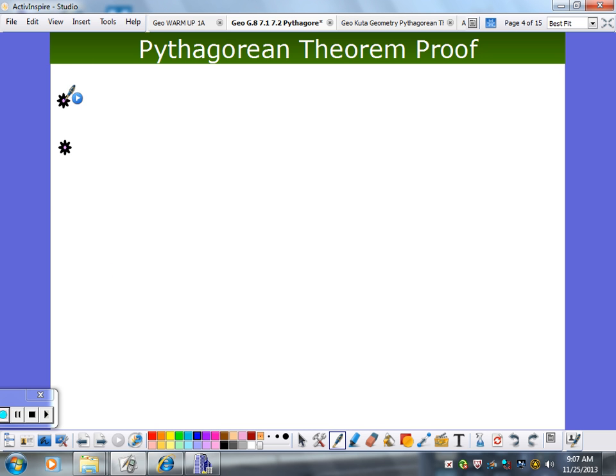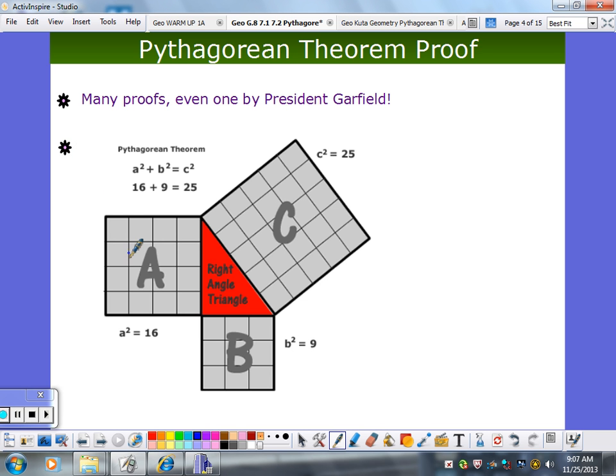Of course, we can't really use anything until we've proven it, and there are lots and lots of different proofs of the Pythagorean Theorem. President Garfield was a mathematician on the side. Besides being president of the United States, he was a mathematician. He came up with a proof once. I'm not using his, but you can Google it and look at it. This is a very typical one you tend to see. You may have seen it in an earlier grade. This says a squared plus b squared is c squared, so we're using an example.